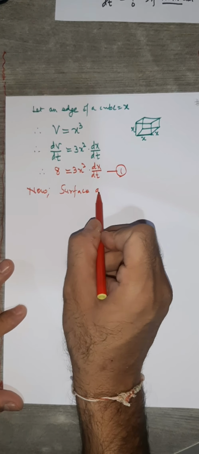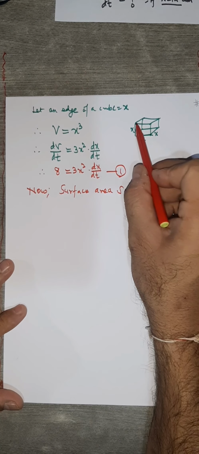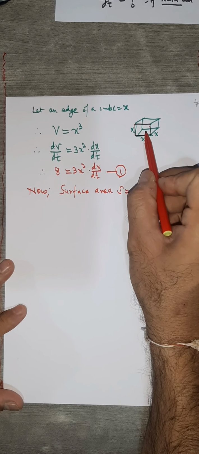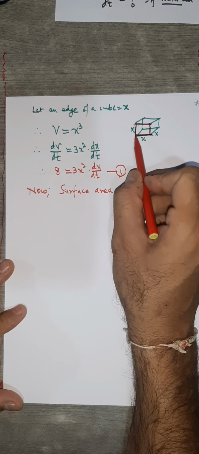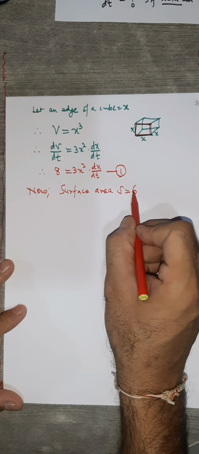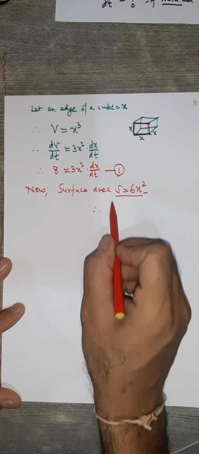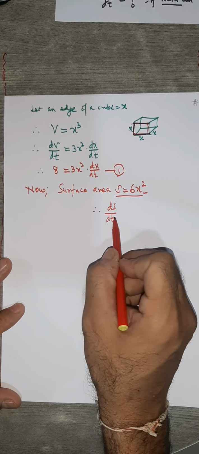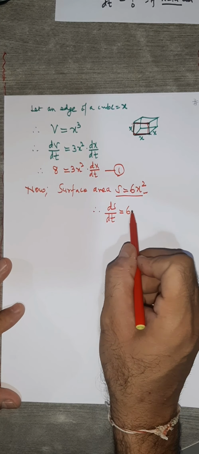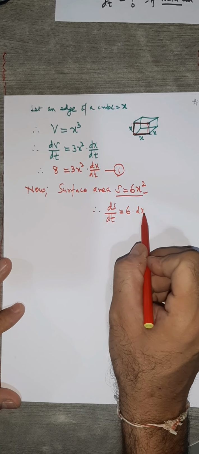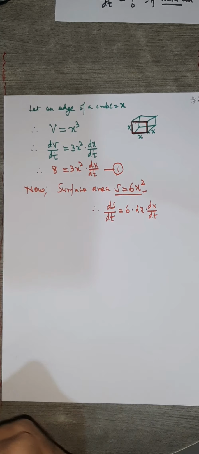So the surface area, that is S. You know there are how many faces? 6 faces: 1, 2, 3, 4, 5 and 6. And each one is a square. What's the area of each of these? x squared. So the total surface area is 6x squared. This is the formula. Now you want dS by dt. So differentiating S with respect to t, this is what you are asked: 6 into 2x into dx by dt. Chain rule, differentiation with respect to t.